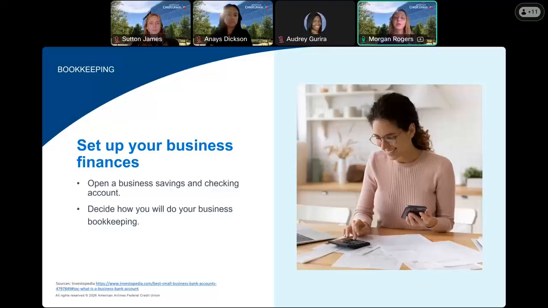So credit unions are really a great business account option. Credit unions, small business accounts, and us at American Airlines Credit Union, we offer typically lower fees on deposit accounts and pay higher dividend rates compared to a traditional bank, while also offering up to $250,000 in NCUA insurance.